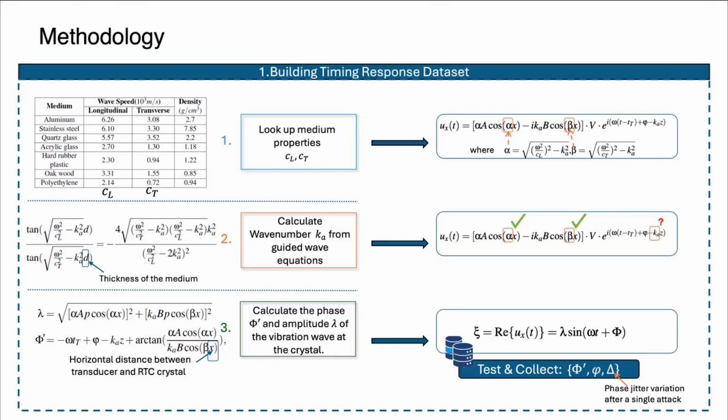After that, we also need to calculate the wave number Ka from the guided wave equations, as shown on the left side. The vibration form is sinusoidal, and the amplitude lambda and phase phi can be derived. The attacker can then offline test different solid materials, observe the phase jitter delta after the attack, and further build a database of attack parameters.